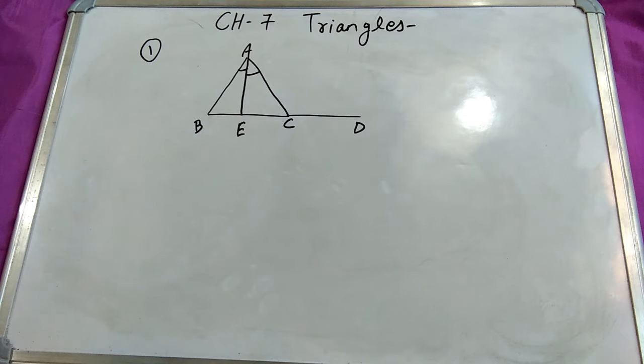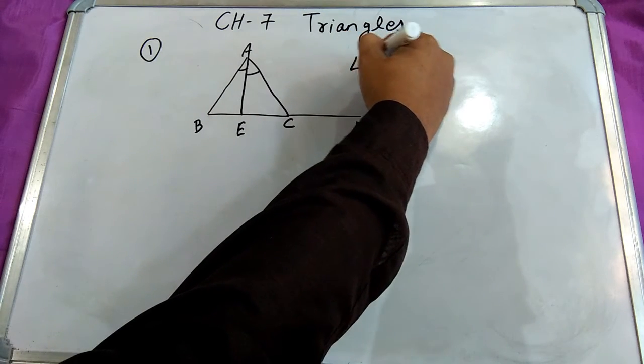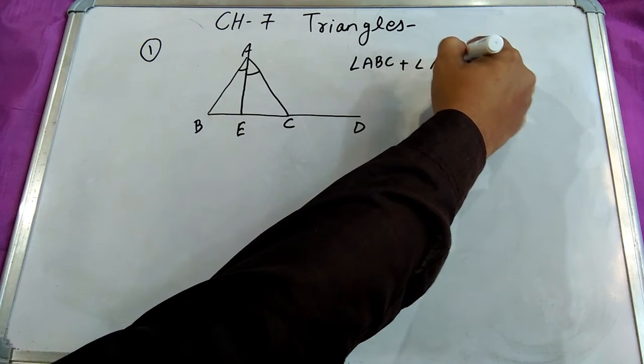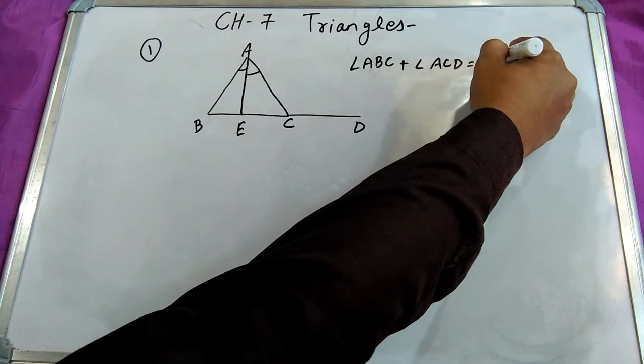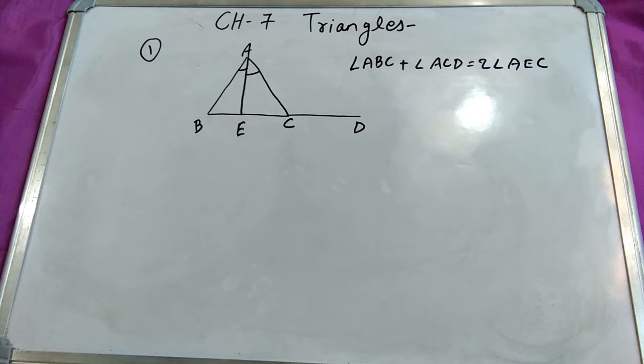So in this question the side BC of triangle ABC is produced to the point D. The bisector of angle A meets BC at E. As we know that AE is the bisector, AE divides the angle A into two equal parts. Now we have to prove that angle ABC plus angle ACD equals 2 angle AEC.